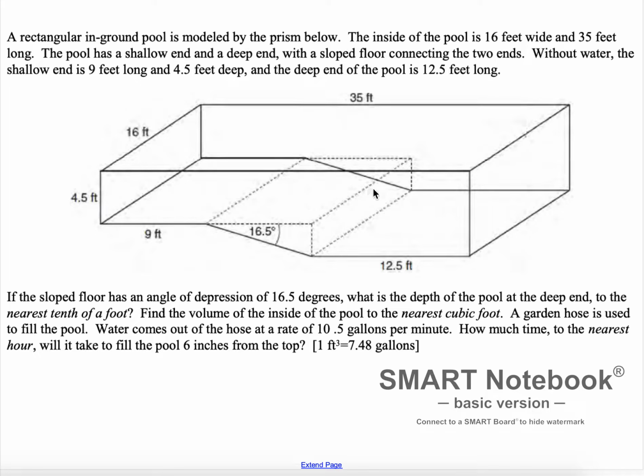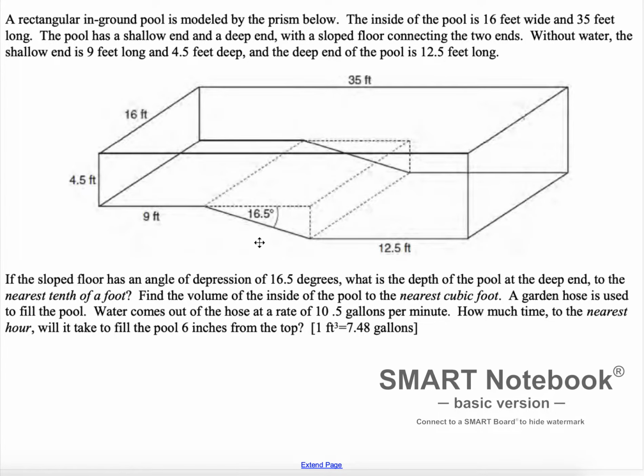Look at the question that you had a quiz on Friday. This is a pretty tough question. It requires a lot of work, a couple different pieces here. So a rectangular in-ground pool is modeled by the prism below. The inside of the pool is 16 feet wide, 35 feet long, shallow and deep end, slope connecting the two ends. Without water, these are the dimensions and the depths.